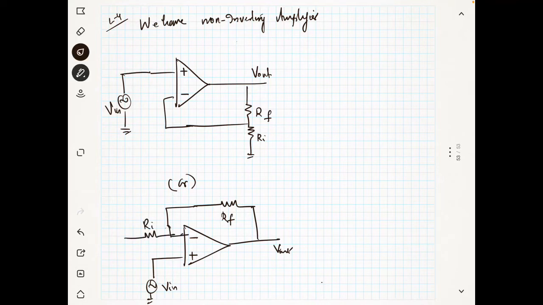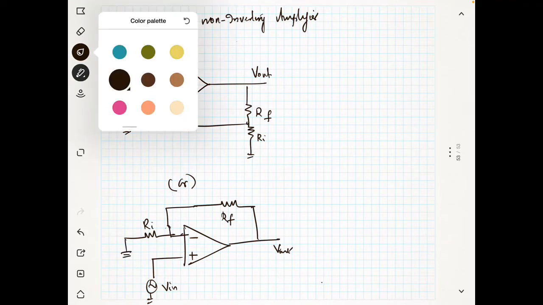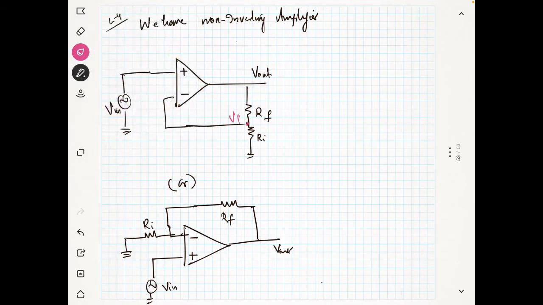So Ri, and I can connect like this, both are the same. Now I told you about the feedback voltage, which is Vf, and this voltage is Vd, and this voltage is V in. Here it is V in, so this is also V in, and this voltage is Vf, so this is also Vf. Both will be the same.